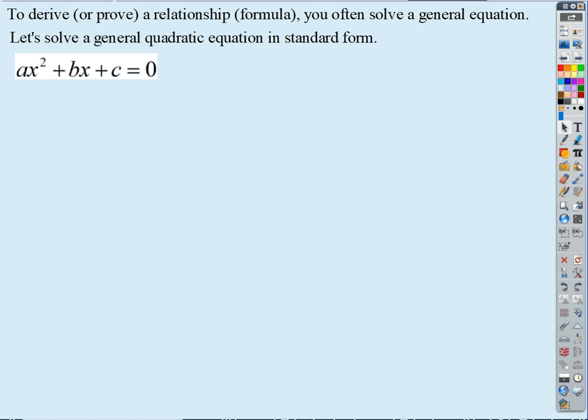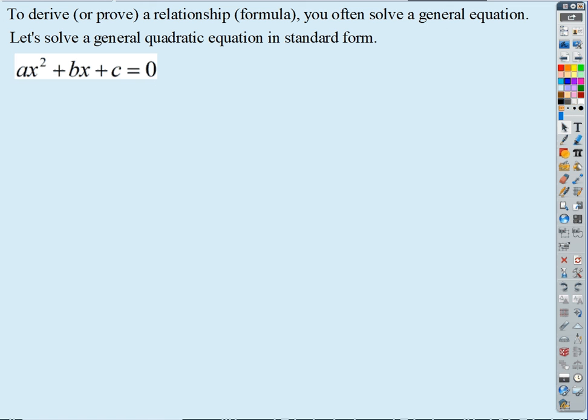So when we solve for x, then what should we expect to get in our answer? A's and b's and c's, right? Doesn't that make sense? Because by changing these numbers around, wouldn't we expect that to have some impact on the solutions that we get? Okay, so that's what it means to create a formula. We're going to solve an equation from an absolutely general state where nothing's been specified. This could be any quadratic equation in standard form.